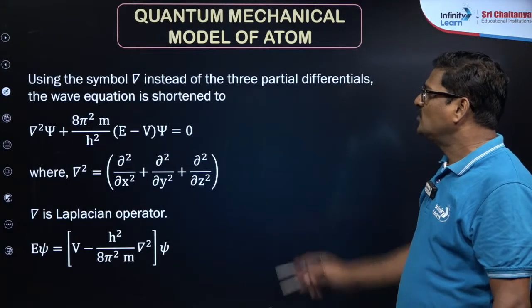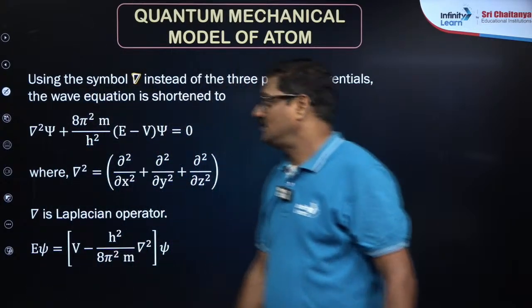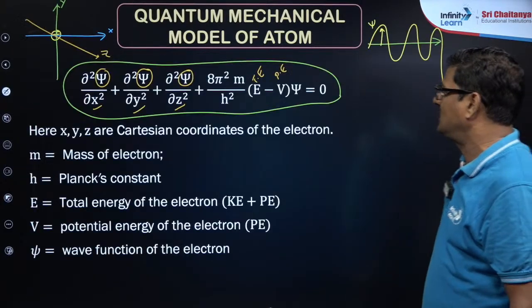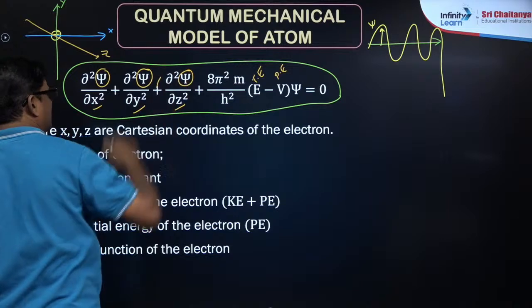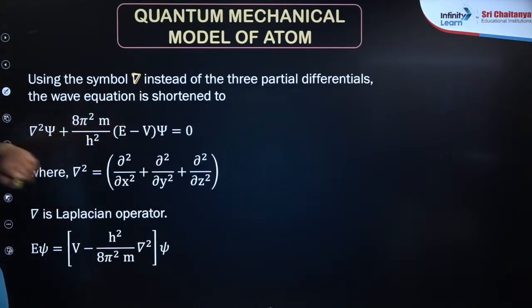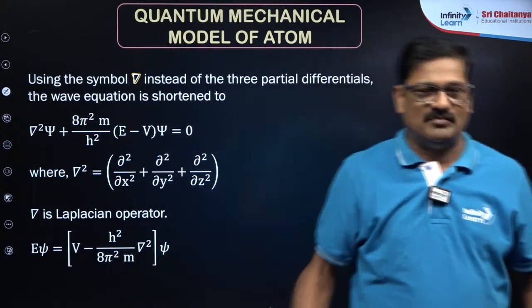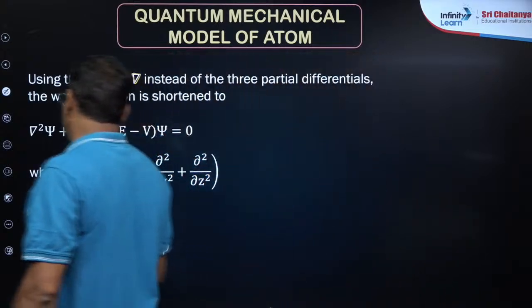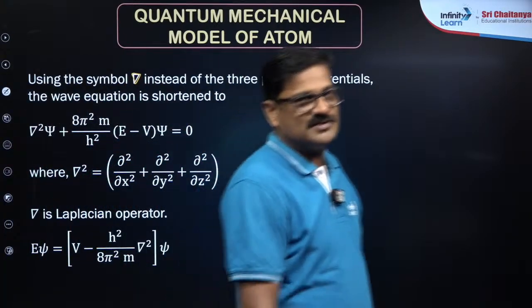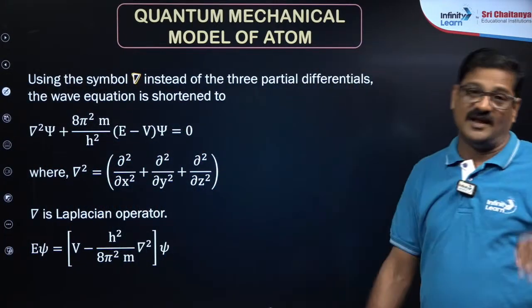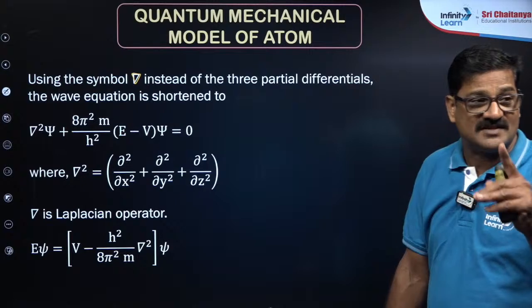So when you solve it using the symbol, this inverted triangle, okay, instead of the three partial differentials, ये एक partial differential है और दूसरा partial differential है, ये तीसरा partial differential है. So instead of using these three partial differentiations, the wave equation is थोड़ा shortcut में किया. So that is delta square psi plus 8 pi square m by h square of E minus V of psi is equal to 0. ये थोड़ा complicated concept है, ये mathematics के हिसाब से दिया.